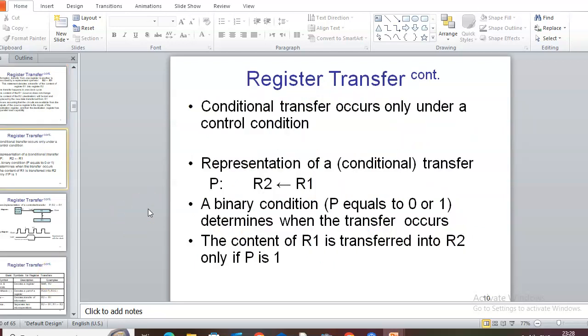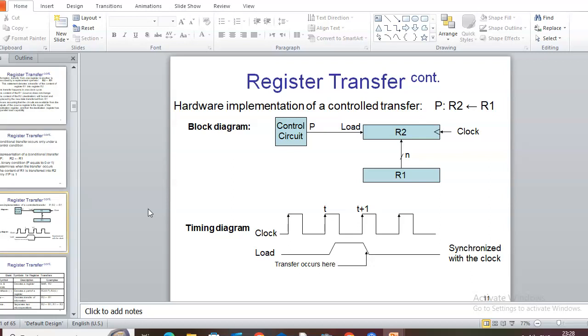Coming to the conditional transfer, it occurs only under a control condition, that is P: R1 arrow R2. Here P represents 0 or 1. If the control signal is equal to 1, then it will transfer the content of R1 into R2, and only then. If it is 0, the transfer does not occur. And this is the hardware implementation of transferring the R1 register into the R2 register, where one clock pulse is applied for transferring R1 into R2.